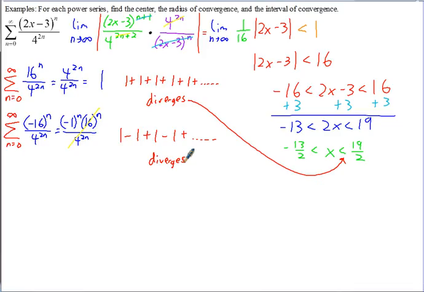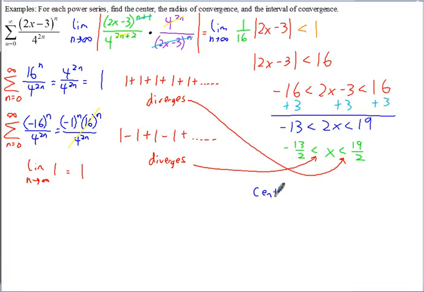Or you can see by the alternating series test, all that's left of the formula is just 1. So that equals 1, not 0. That's another way to see it diverges. So they both diverge, so you don't put the equal to on either one.